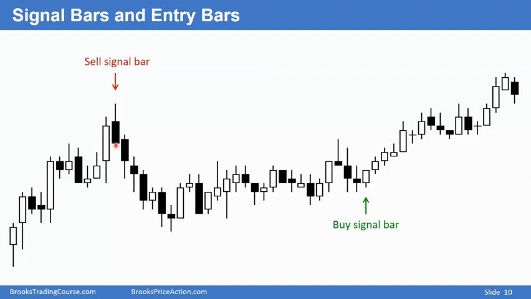So they'll place an order to go short just below the low of that bar, and they'll get short on this bar. This then becomes the entry bar. Opposite is true over here.